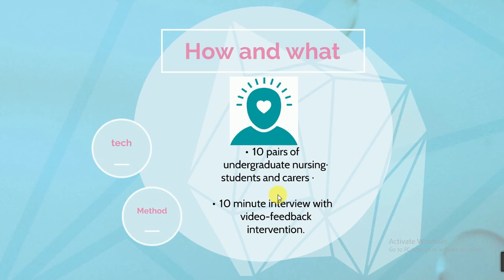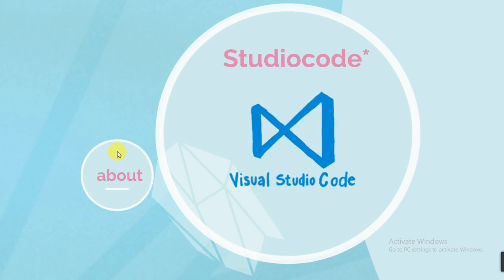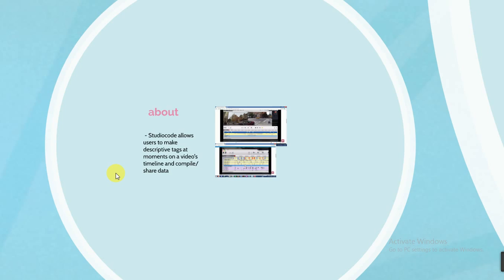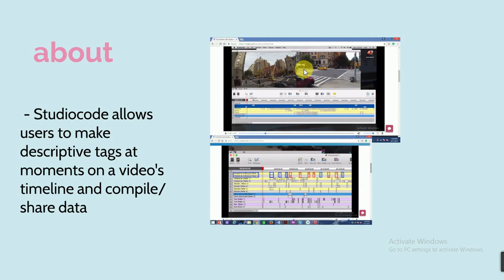So 10 pairs of undergraduate nursing students and carers exhibiting high-risk behaviors. The tech that we used was called Studio Code, and this is a video tagging software, so you'll see some pictures here. The only image that I could find was about traffic, but just imagine if there were two people having a conversation, the carers would tag instances of emotional expression, what they were thinking, what they were feeling, and then the nursing students had to make accurate statements about those instances of emotion after the interview.